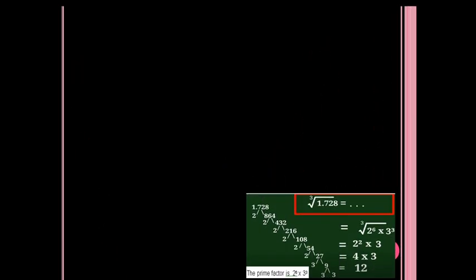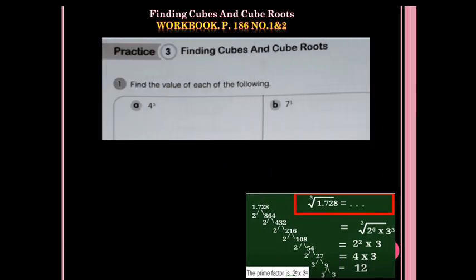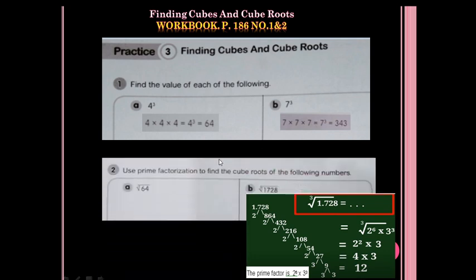Now, all right, here finding cube and cube roots. Number 1, open your workbook, page 186, number 1 and number 2. Number 1 is easy, just like in the textbook. Find the value of each of the following. The cube of 4: 4 times 4 times 4 equals 64. The cube of 7: 7 times 7 times 7 equals 343. And then number 2, use prime factorization to find the cube roots of the following numbers.